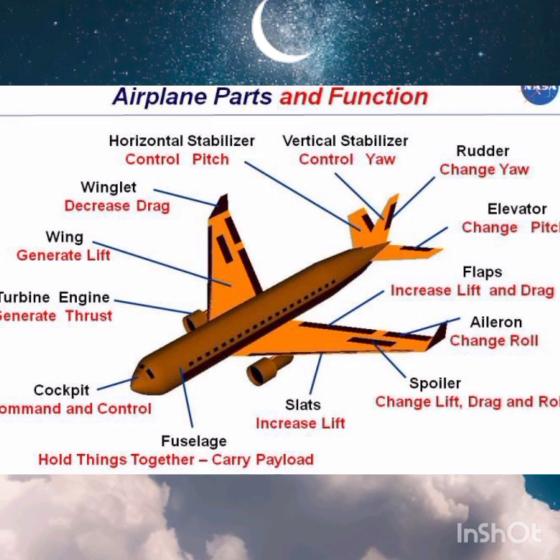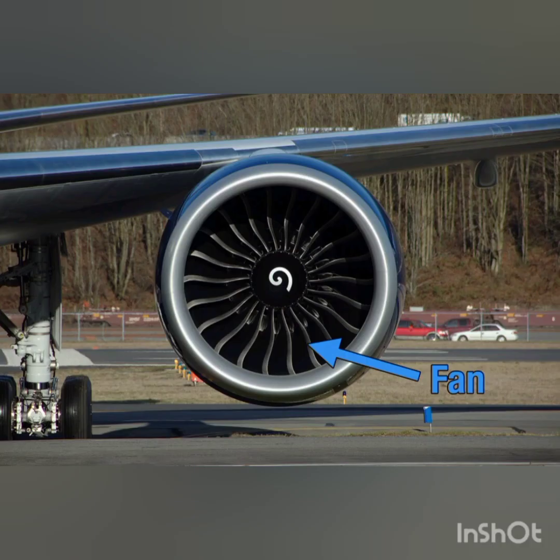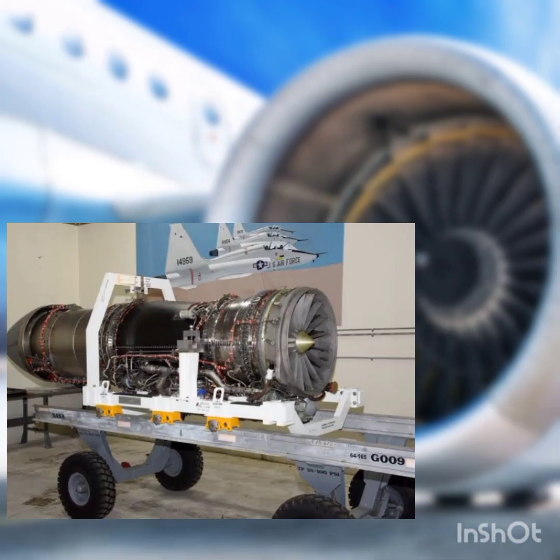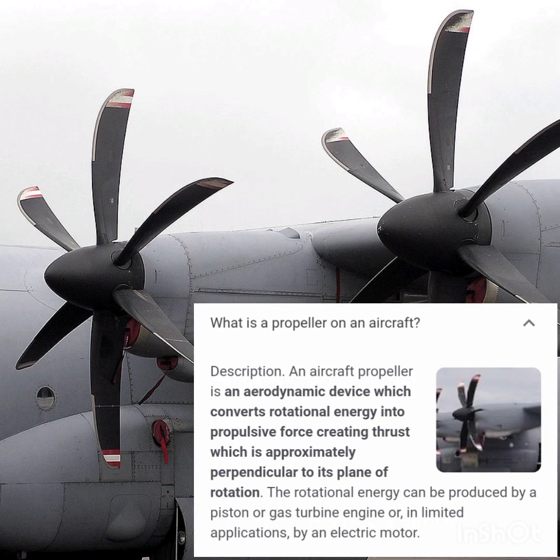Gas turbine. It is also a very important part of the plane. It is a rotary engine that extracts energy from a flow of combustion gases. The main purpose of the turbine is to convert the available energy in the fluid that enters it to generate electrical energy.